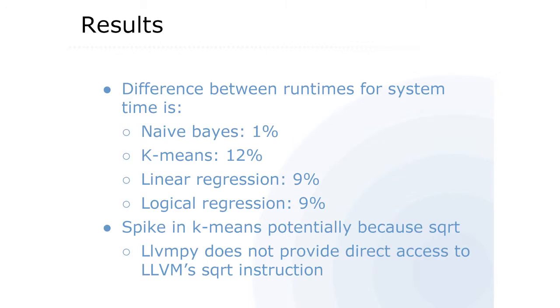So this is the actual breakdown. You can see that there's a big spike for k-means, and we wanted to look and see why k-means was so much slower than naive Bayes, for example. The reason is that k-means has a square root call. With our indirection, every time we call square root, we have to first call our header, and then our header calls the function.